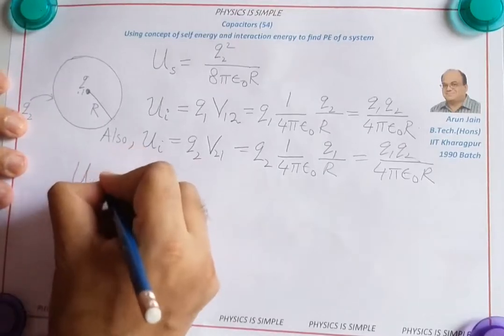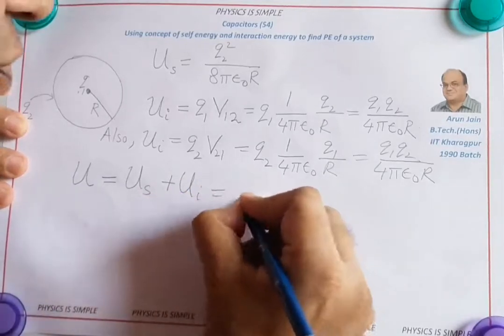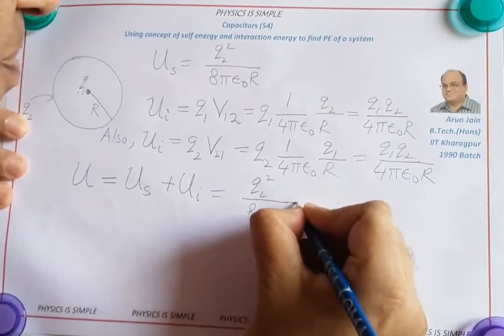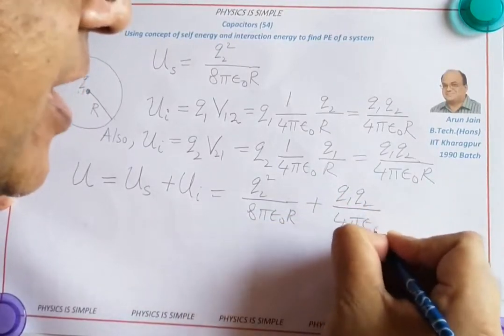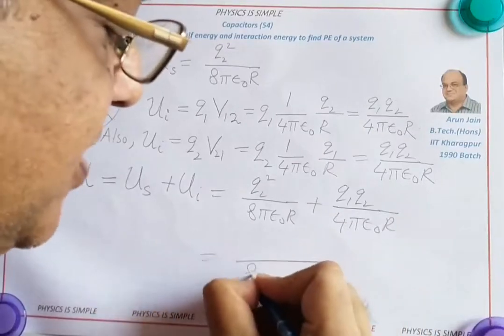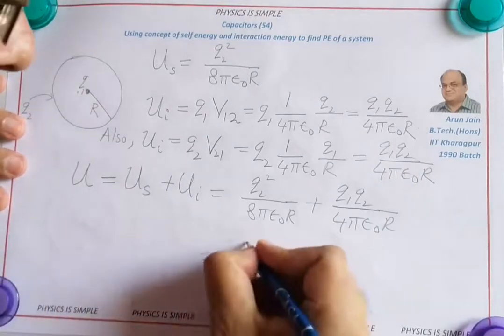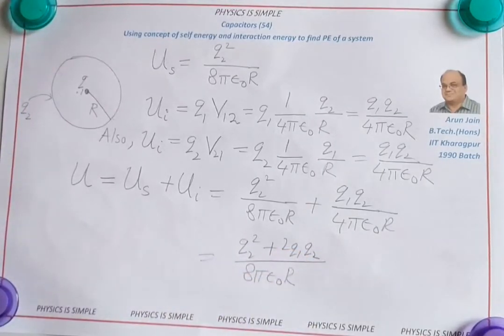The total potential energy of the system is U self plus U interaction. U self is Q2 square by 8 pi epsilon naught R plus Q1 Q2 by 4 pi epsilon naught R. We can take 8 pi epsilon naught R as the LCM. Then we get Q2 square plus 2 Q1 Q2. So this method is simpler compared to the method using the concept of energy density. We got the same answer by that method in the previous lesson.